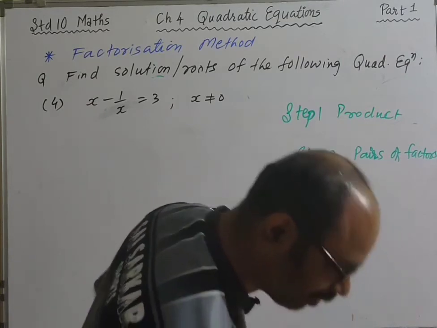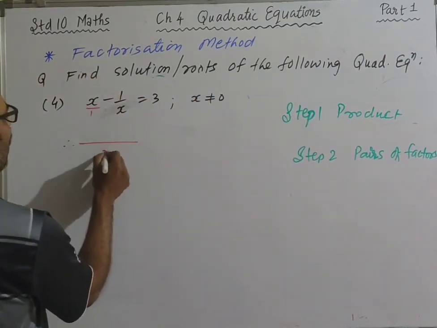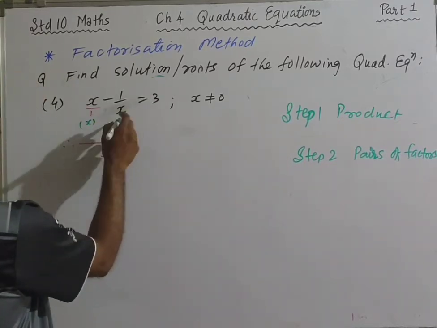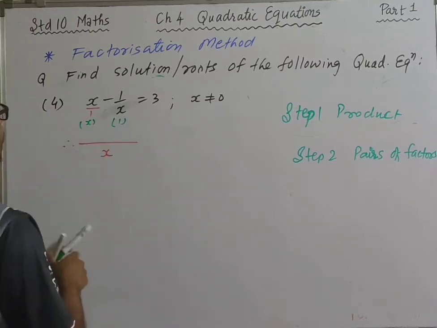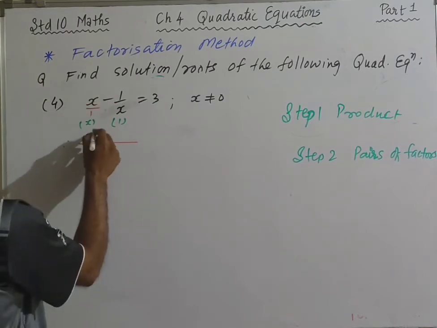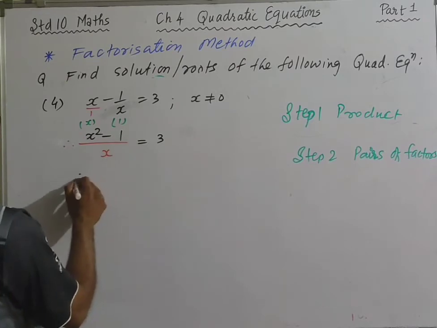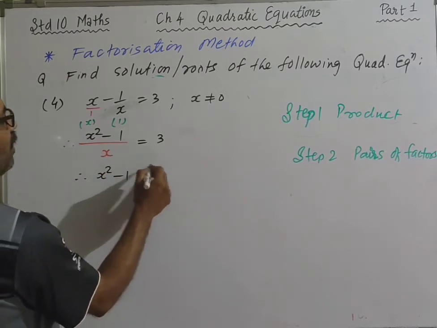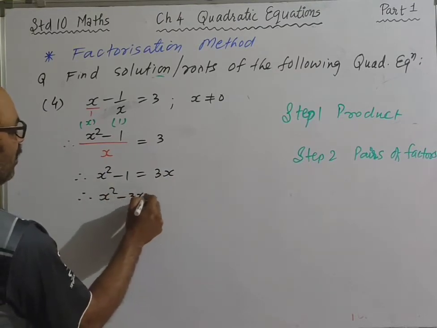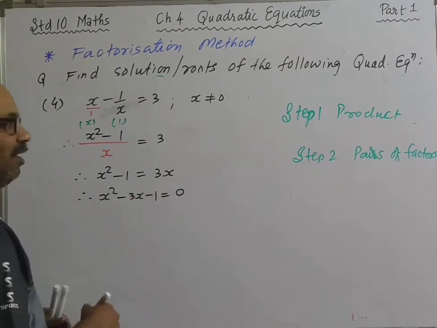So first we'll do the simplification work. Take the LCM. The LCM of 1 and x is x. 1 into x and x into 1. That gives me x into x, x square minus 1 into 1, 1 is equal to 3. Cross multiplication. x square minus 1 is equal to 3x. Bring it on this side. x square minus 3x minus 1 equal to 0. We brought 3x to this side. All right.